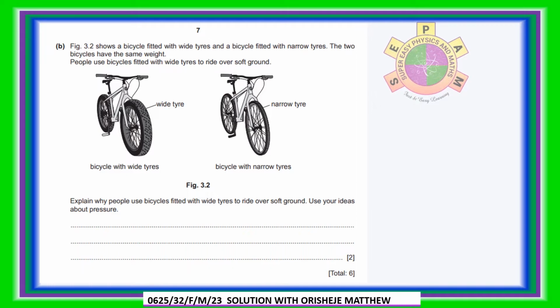The second part of this question, question 3b. Figure 3.2 shows a bicycle fitted with wide tire and a bicycle fitted with narrow tire. The two bicycles have the same weight. People use bicycles fitted with wide tire to ride. Explain why people use bicycle fitted with wide tire to ride over soft ground. Use your idea about pressure.